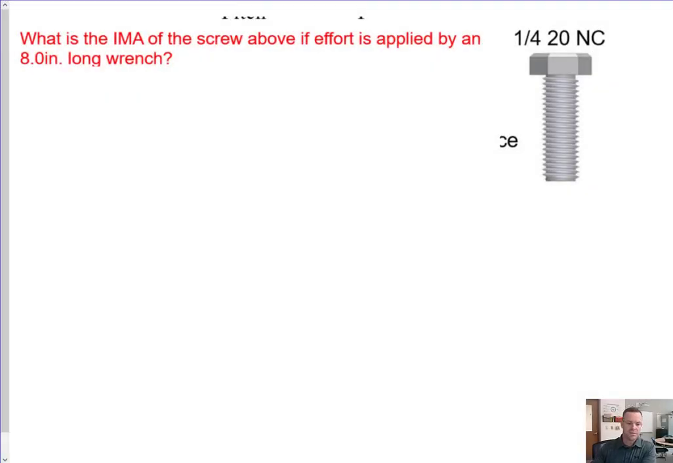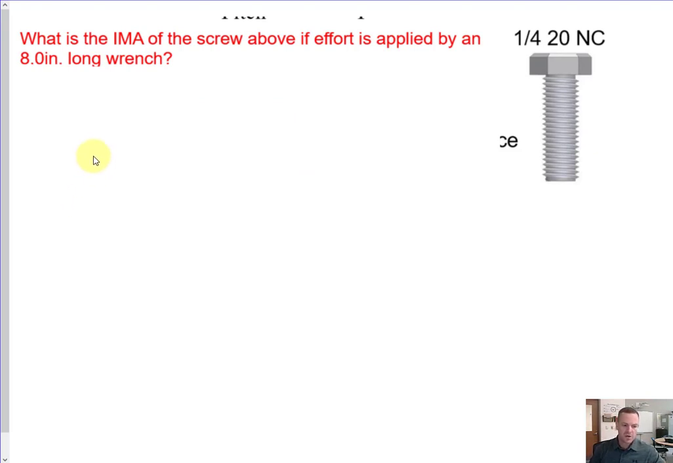Okay, so this problem is going to help demonstrate how to calculate the IMA of a bolt or a screw. You will recall from the previous slides and information that the distance to the effort is one rotation of the effort arm, also known as the circumference. So remember, when we're turning a screw or a bolt, we are turning it in a circular pattern, whether we're using our hands or we're using a wrench.